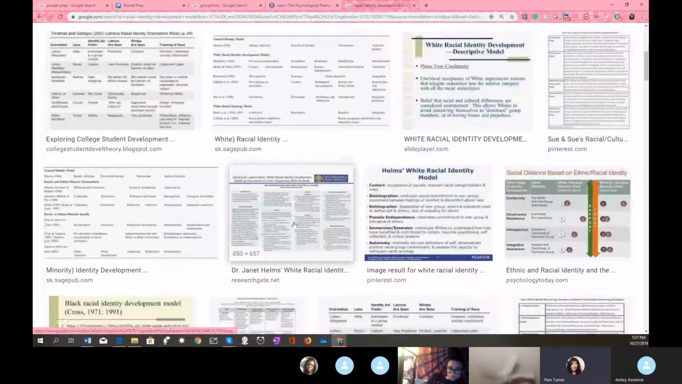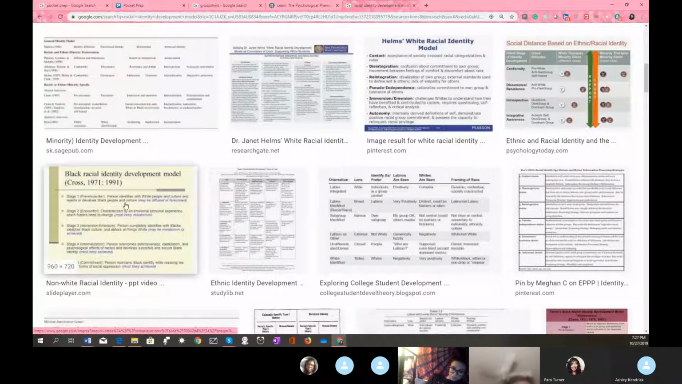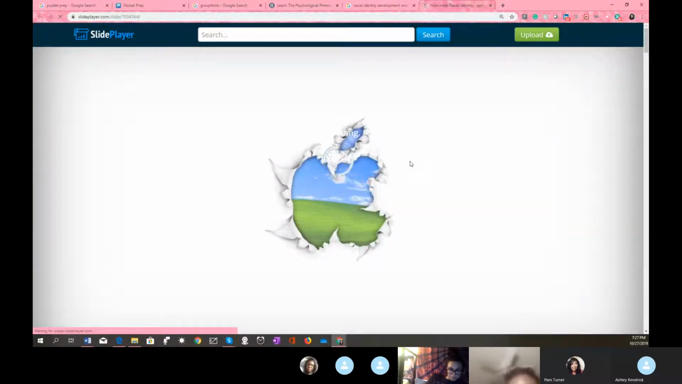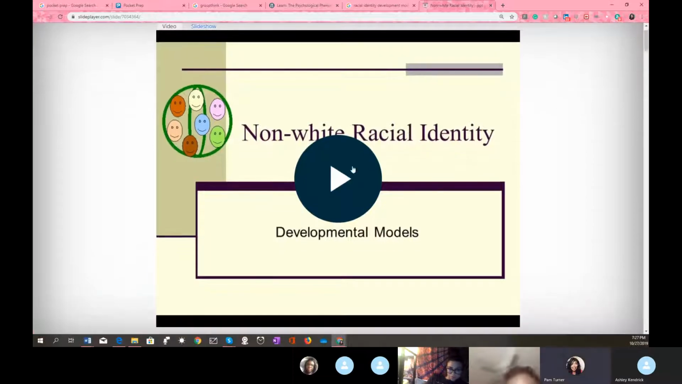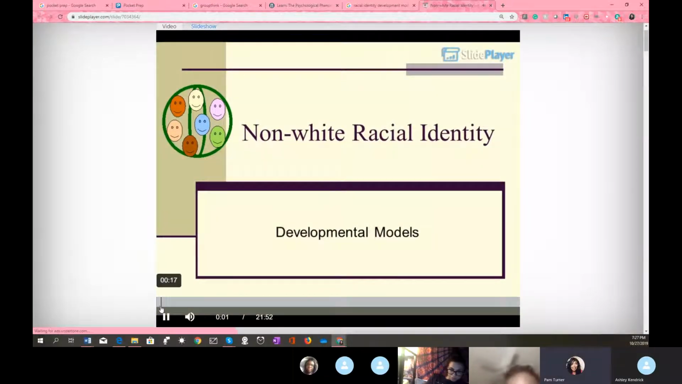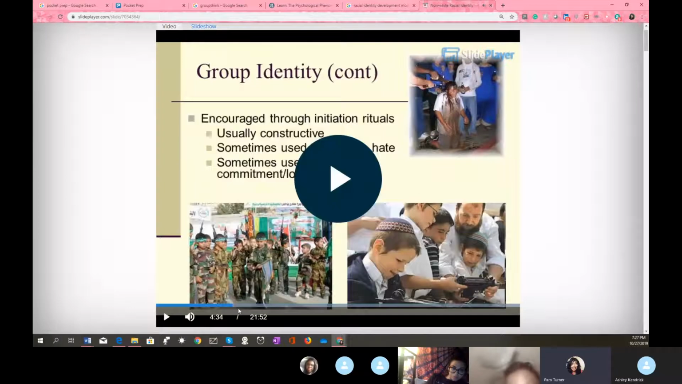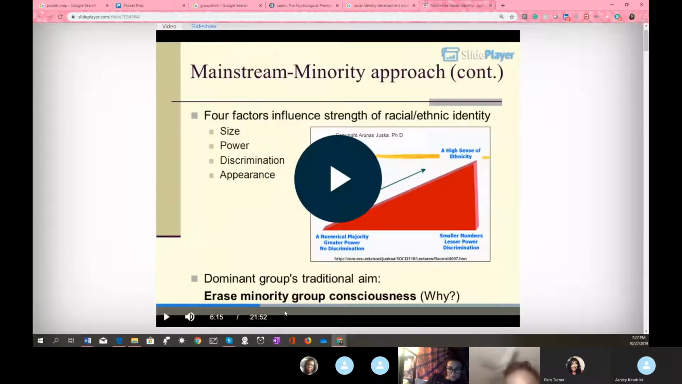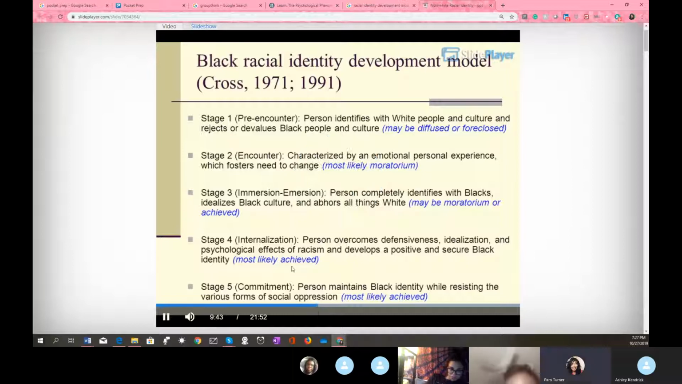Let me share that with you. And I'll share the link with you. But as we go through, let's see. Okay. So first one is pre-encounter. The person identifies himself with white people and culture. The second one is encounter. Then you begin to work with people who look differently than you. 3 is immersion. That you may see as emerge.